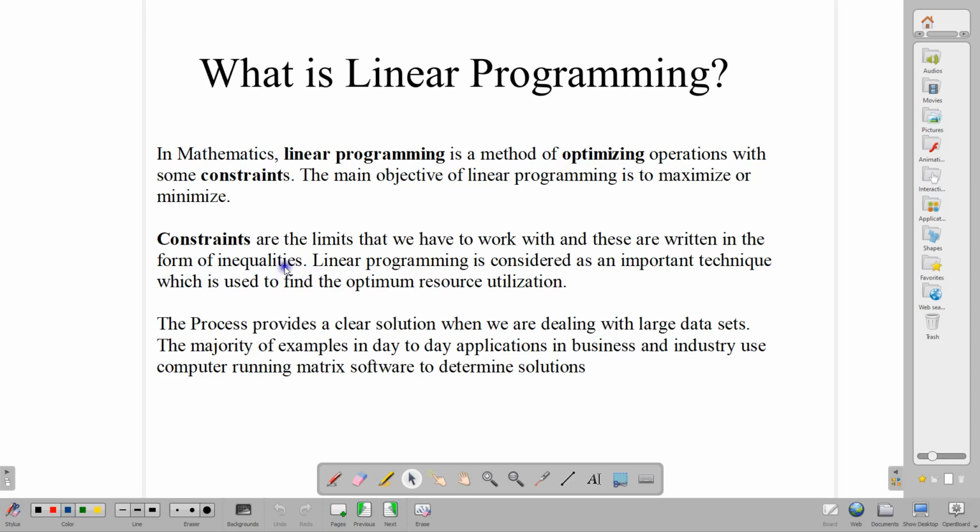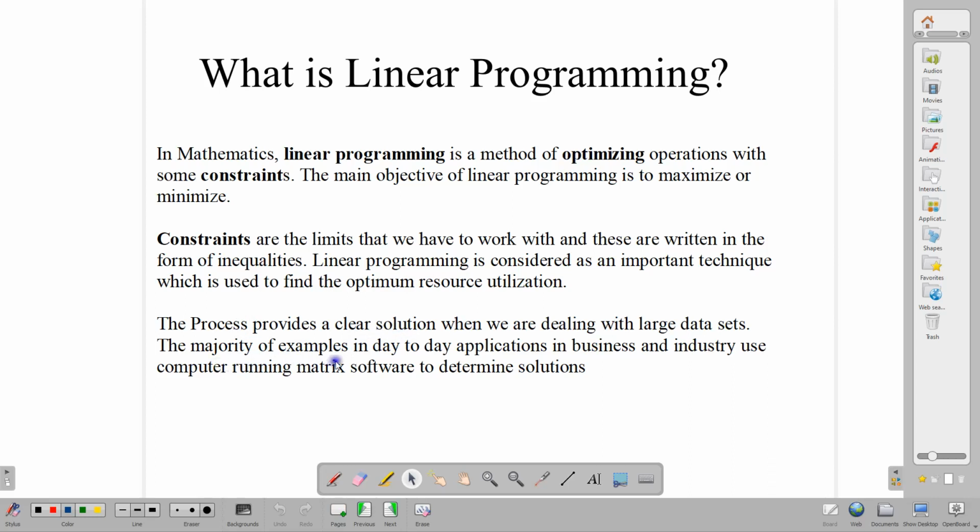There are always constraints. Constraints are limits that we have to work with, and these are written in terms of inequalities. And here we have the inequalities coming out to tell you that this topic is directly related to inequalities. It's also directly related to drawing linear graphs, and so those things should be important for you before you get into this topic. Linear programming is considered an important technique, and it is used to find the optimum resource utilization. The process provides a clear solution when we're dealing with large data sets.